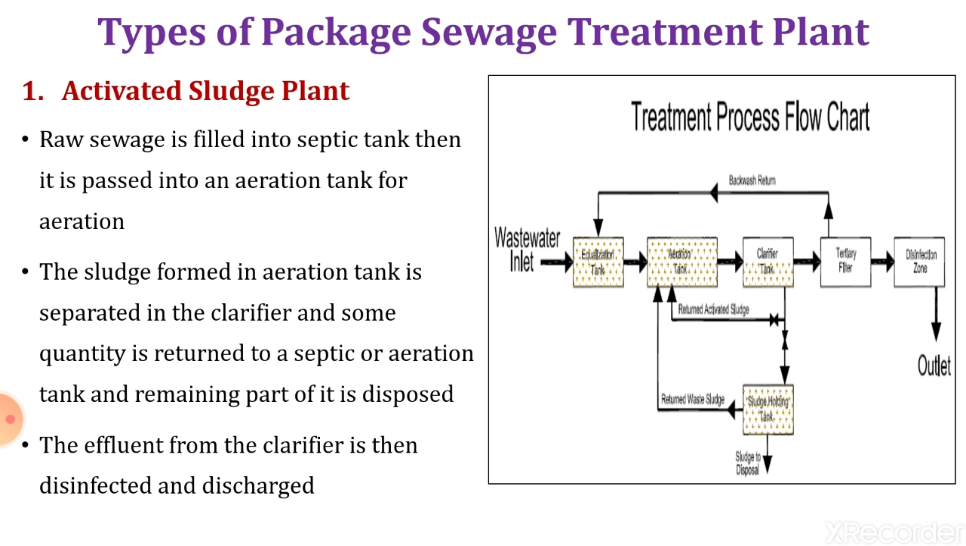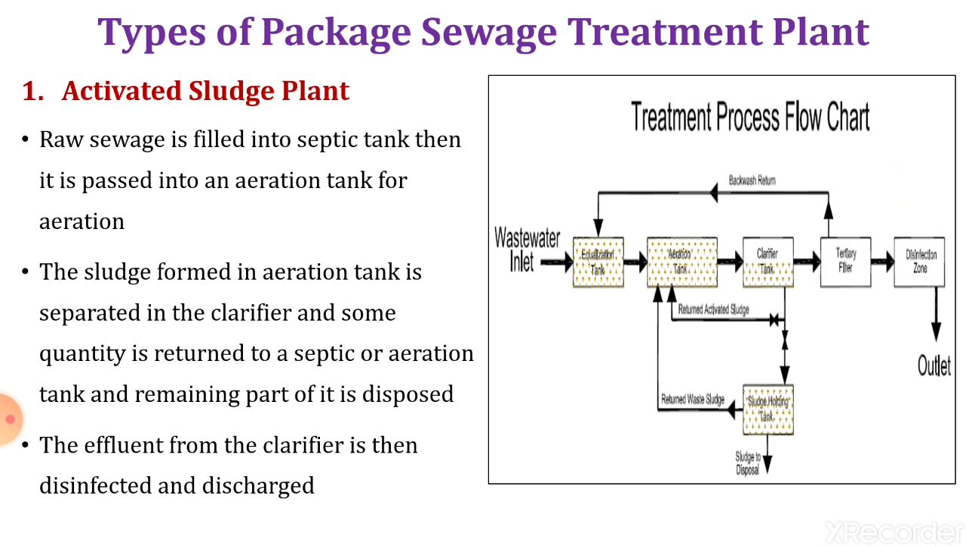The types are, the first type of package sewage treatment plant is the activated sludge process. If the operation is taking place on the activated sludge principle, and such an arrangement is provided in the package, then it is called an activated sludge plant. So let us see what is happening. Raw sewage is filled into the septic tank, then it is passed to the aeration tank for aeration, same as in the activated sludge process.